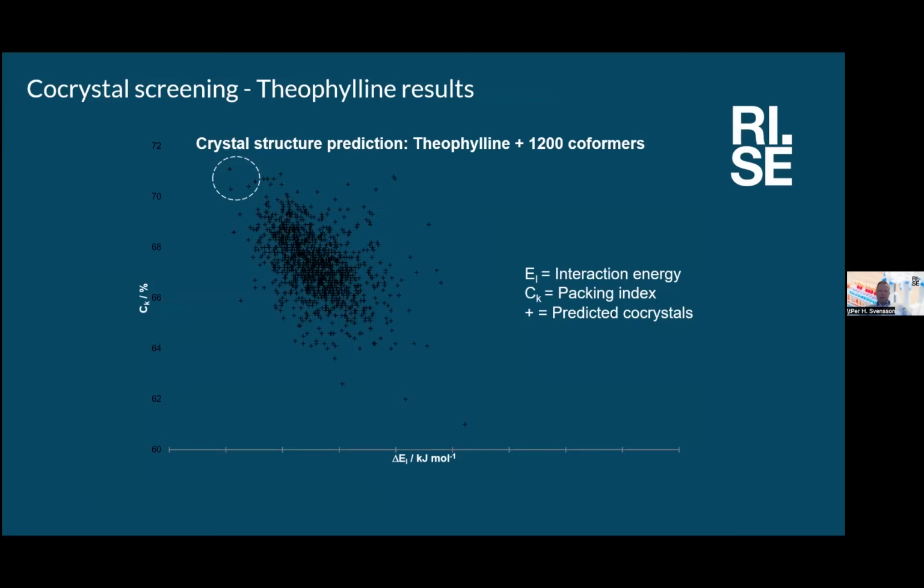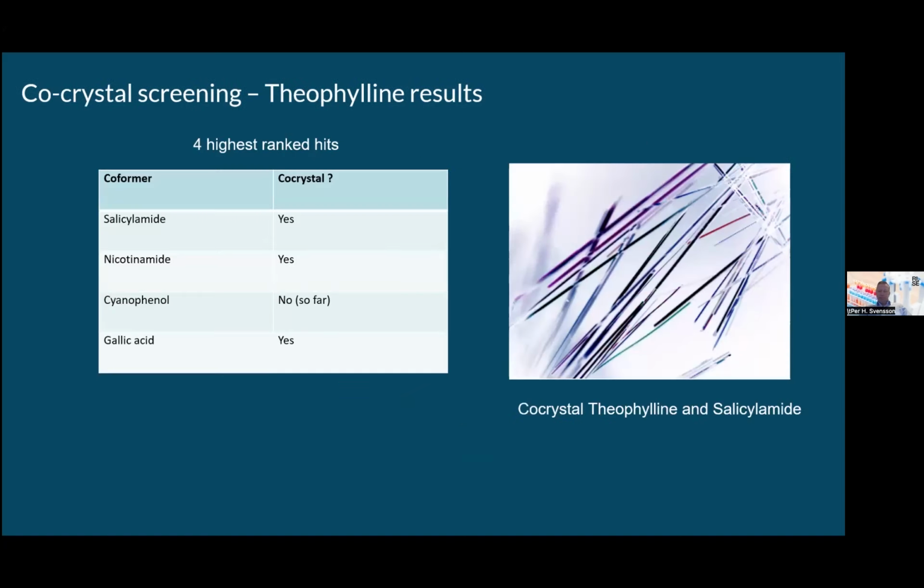Here we see the outcome from the screening, and the highest ranked candidates marked with a circle in the upper left corner were investigated, and here each point corresponds to a predictive co-crystal system. And here, in the same way as before, the x-axis is the interaction energy and the y-axis is the packing index. And the four highest ranked candidates were experimentally evaluated, and 3 resulted in co-crystal formation.